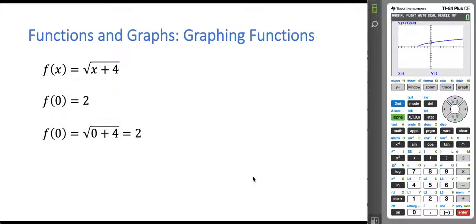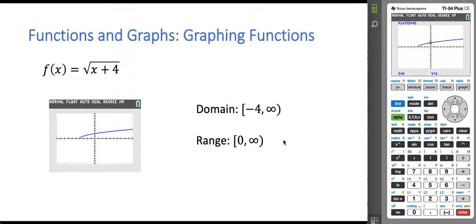And look at what happens if you did it by hand. If you did it without the calculator, see how algebraically you're going to get the same answer. When I plug in 0, the square root of 0 plus 4 is the square root of 4, which is equal to 2. Okay, so let's look at the next. The next thing I wanted to talk about was domain and range. So looking at the graph of the function, what is the domain of the function?